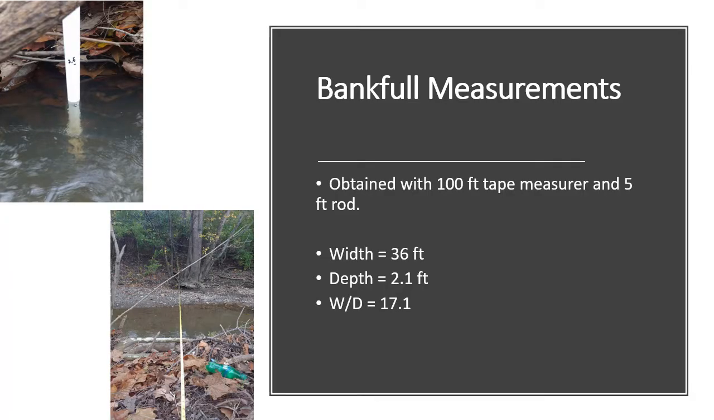So following the stream classification worksheet, the first data is the bank full measurements, and you can see in the bottom picture a tape measure is extended to the other side, and on the top picture there is a white PVC pipe with measured increments on it, and if you look closely you can see it's right above 2 foot, and the bank full width was 36 feet.